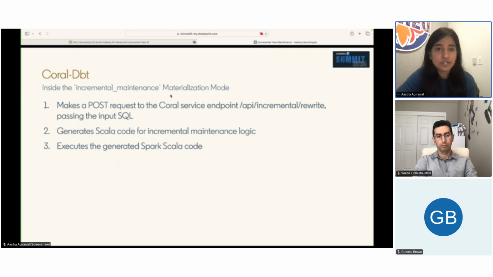Behind the scenes, for an incremental maintenance materialization mode, it would make a POST request to the Coral Service endpoint to return an incremental representation for the same SQL. But we also need some additional post-processing logic so that we can actually make use of the incremental SQL that is returned by Coral. So let's look at what that post-processing logic looks like.